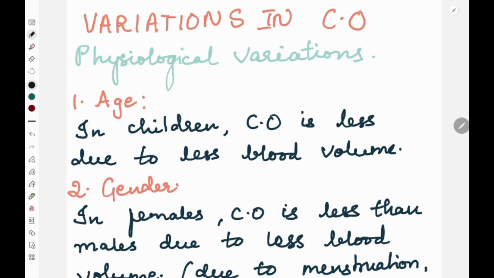So what are the physiological variations? The first variation that we get to see is in age. Cardiac output is different in children and in adults. Why? Cardiac output is less in children because of less blood volume, whereas in adults it is more because of more blood volume. The more the blood volume, the more blood is pumped by the heart, and the more will be the cardiac output.